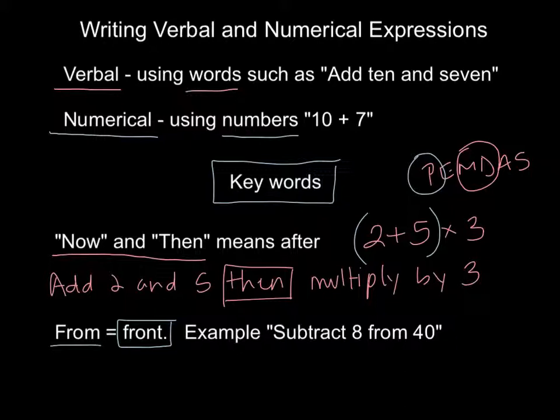An example would be subtract 8 from 40. Well, because it says subtract 8, I know a subtraction sign has to go in front of the 8. And it says from 40. So the front of this problem should have the number 40. So subtract 8 from 40, 8 is being subtracted, and I started with 40.